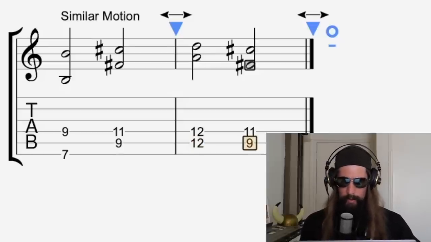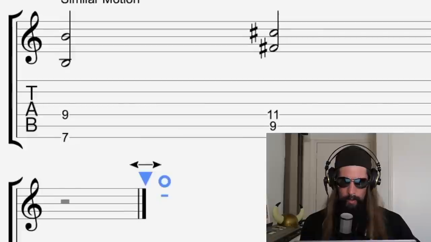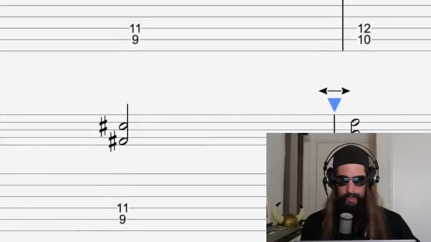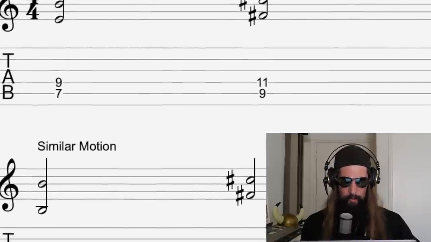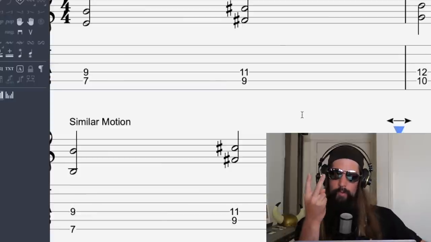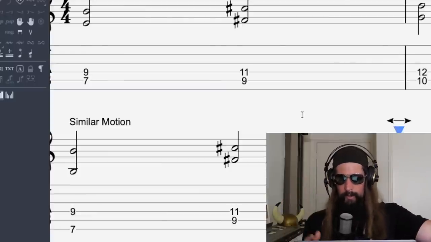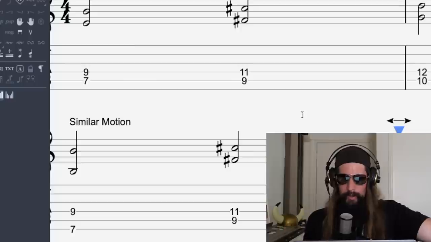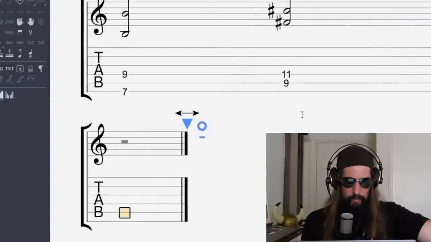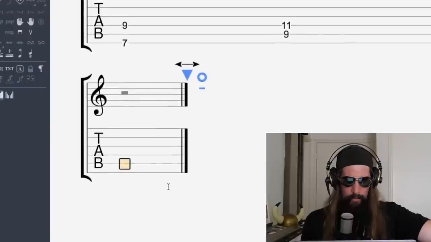Okay. Is everything making sense so far? That's two types of contrapuntal motion. So we only have two more to go. It's not that hard. It's not that crazy. You just have to be aware of how these things work.